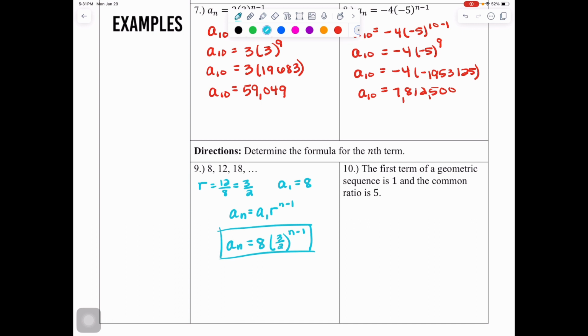In number 10, it says the first term of a geometric sequence is 1, and the common ratio is 5. So picking that right out from the problem, a sub 1 is 1, r is 5. We are following the format of the formula on the formula sheet. A sub n equals a sub 1 times r to the n minus 1. A sub n stays, a sub 1 gets replaced with 1, common ratio is 5, and then n minus 1 is the exponent. So obviously you do not need to write the 1 in front. You could just write this as a sub n equals 5 to the n minus 1.